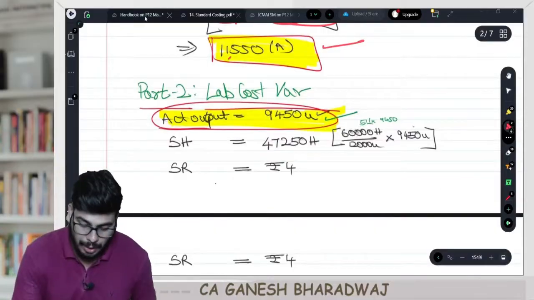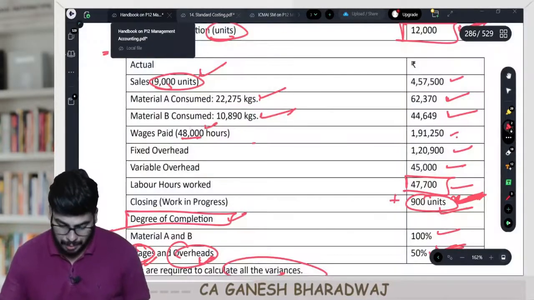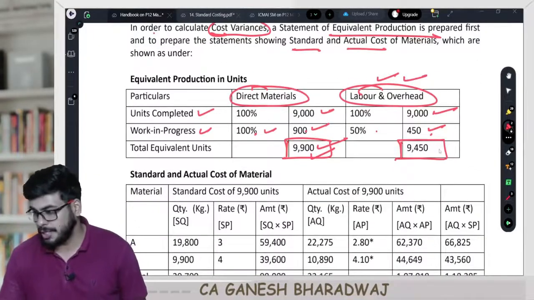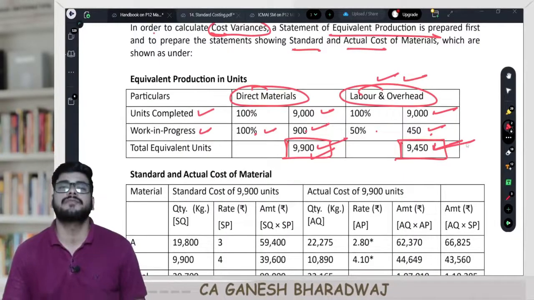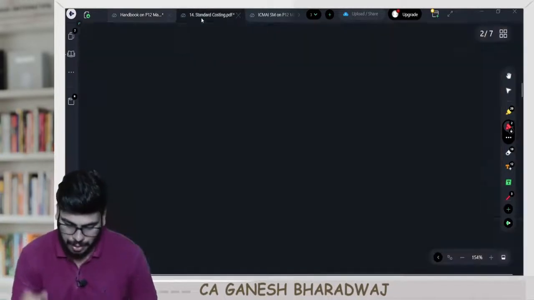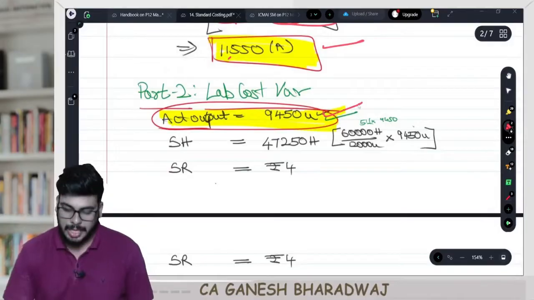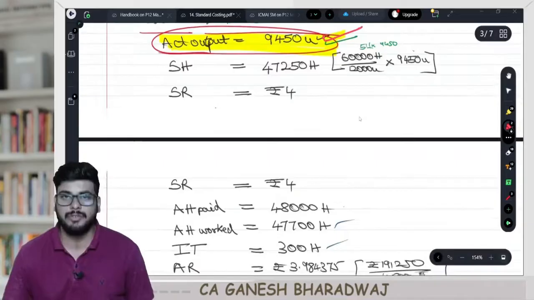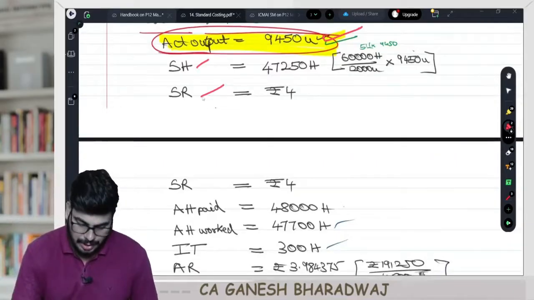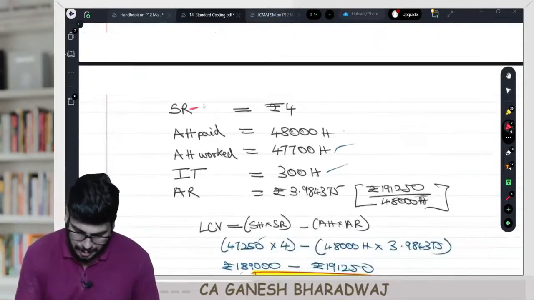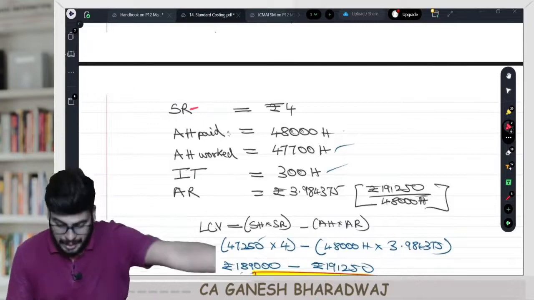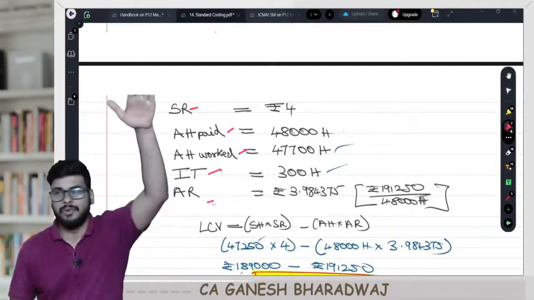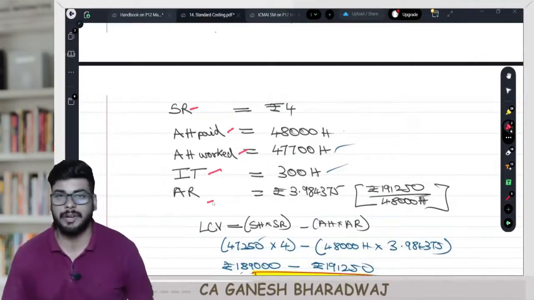Now guys, for the purpose of labor cost, what is the actual output that got produced? 9450. Clear with this, guys? The first thing that you need to mention is 9450. Now for labor cost variance, what are the different components that you need? Standard hours, standard rate, then actual hours paid, actual hours worked, idle time, and you need the actual rate also. If you list out these ingredients, automatically you can find out the labor variances.